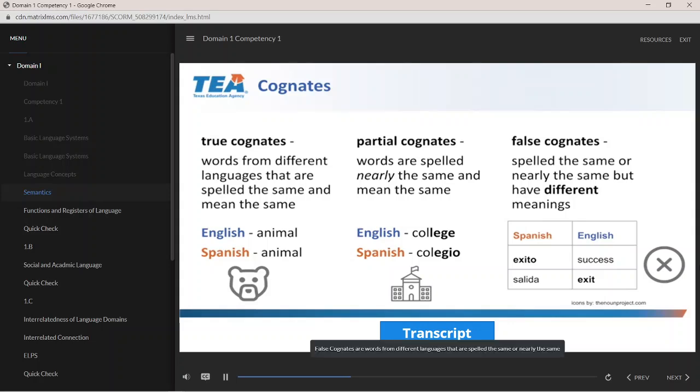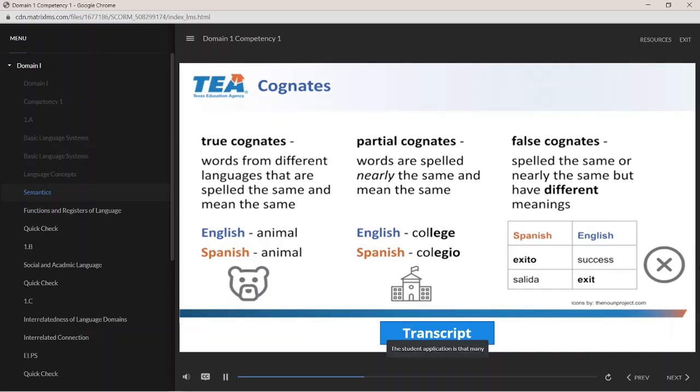False cognates are words from different languages that are spelled the same or nearly the same, but have different meanings. An example of a false cognate is the word éxito in Spanish, which means success, whereas exit in English would actually translate as salida in Spanish.